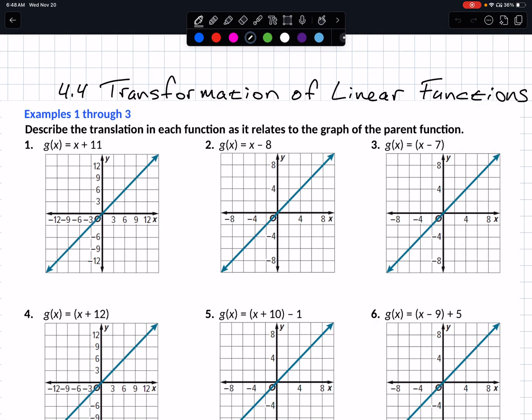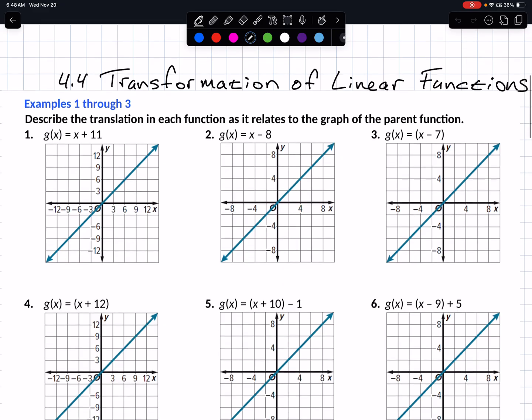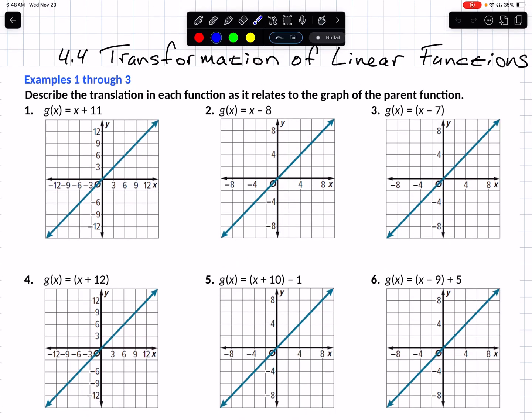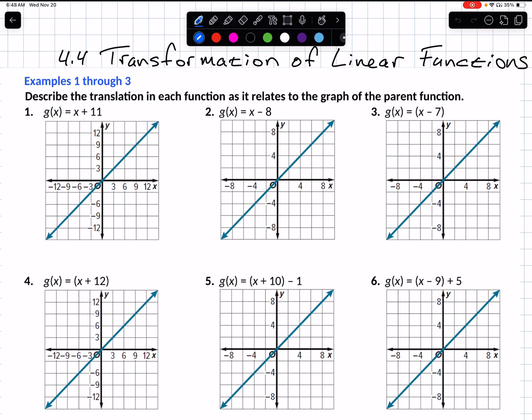Good morning. We're going to do 4.4 transformation of linear functions. As you look at these functions, if you see this x plus 11 here, when we add a number after the function, it makes that function go up 11 units. So all you have to do is take your vertex, and I'm saying there technically is not a vertex, but the middle of the graph right here at 0, 0, and we move that up 11 units. So I'm going to do that here.